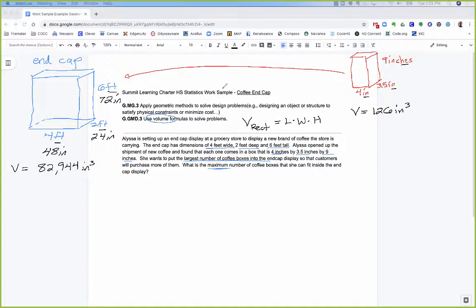Okay, so what do we got to do? We got to try some different scenarios. We have to think about dimensions and the way we're stacking things up and putting boxes in, right? So let's come up with a scenario here. First scenario. Let me take my box and relative to the end cap here, let's say first scenario, we stack it upright. So it's 9 inches tall, 4 inches wide, and 3.5 inches deep.